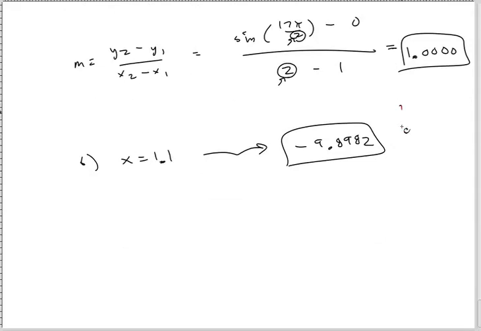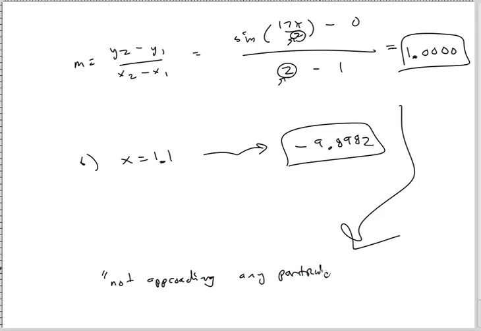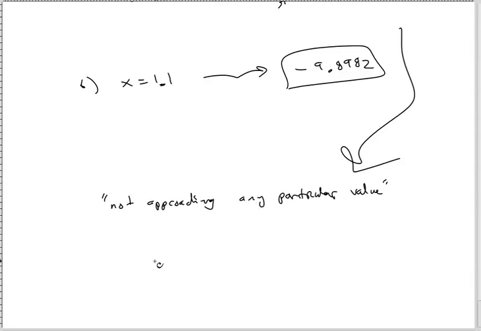If you go and see all the parts A, B, C, D and all that, I'm going to say that at the very bottom, they're going to ask you something, and your answer for this one is going to be not approaching any particular value. Something like that. It's multiple choice. When you keep on doing this, you got positive 1.0, you got negative 9.8, something like that.